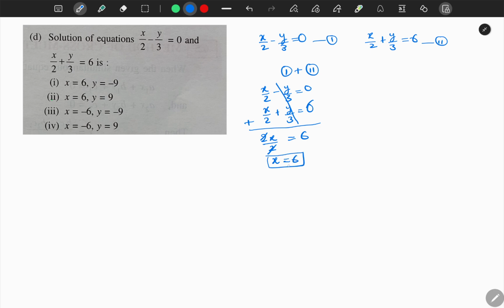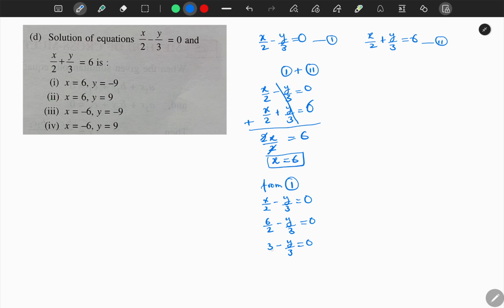Now this value of x, if I substitute in equation 1 or equation 2, I'll get the value of y also. Let me take equation 1. So from equation 1, that is x by 2 minus y by 3 equals 0, if I substitute the value of x as 6, it becomes 6 by 2 minus y by 3 equals 0. So 6 divided by 2 is nothing but 3 minus y by 3 equals 0.